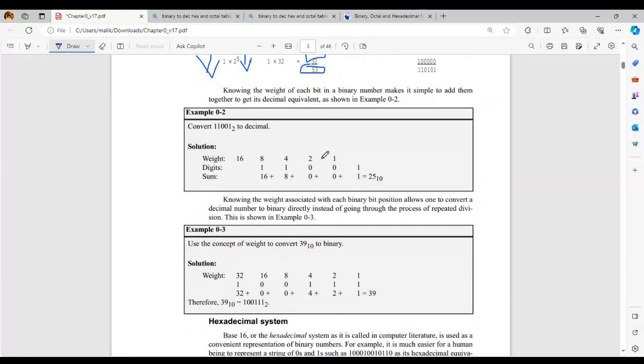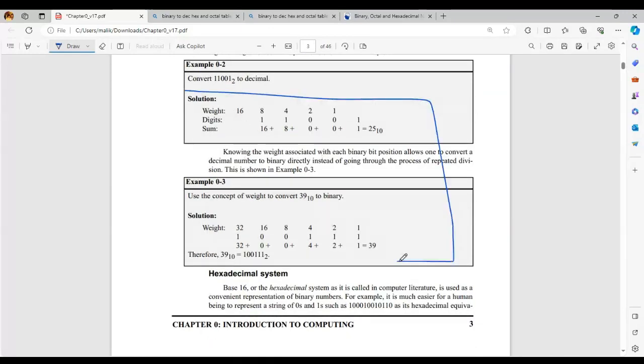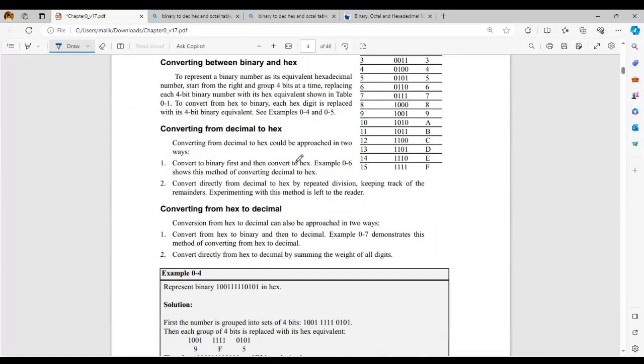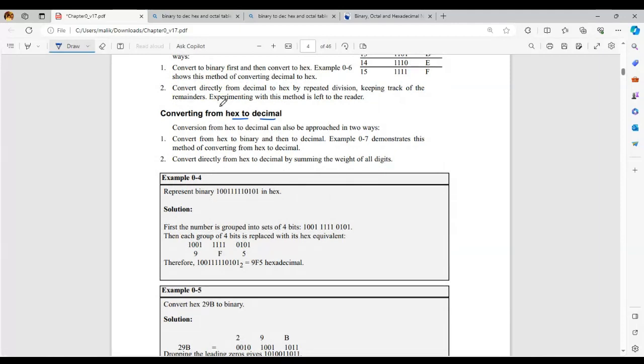Here are some more examples of conversion from decimal to binary. We can also convert from one system to any of the other systems. Here, for example, we are converting from decimal to hex, and hexadecimal to decimal. Let me tell you a trick.